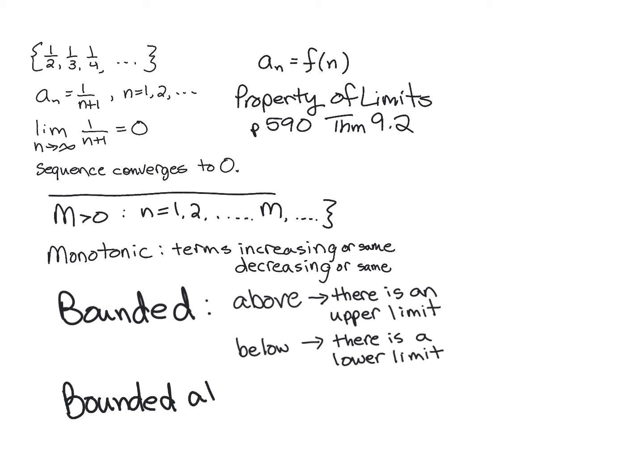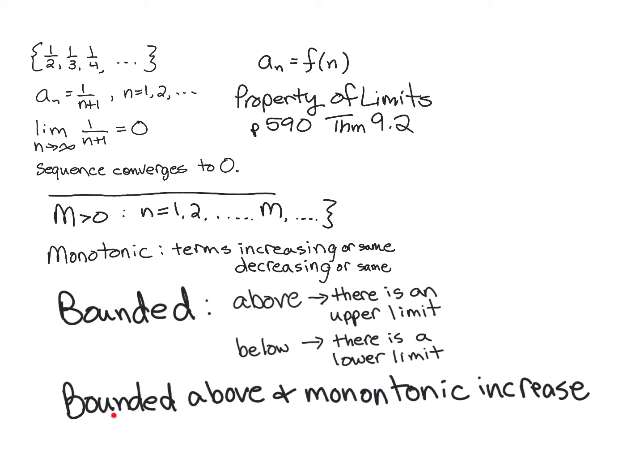If it's bounded above and monotonic increasing, think about what that means. You're getting bigger and bigger and bigger, but you're bounded above. So even though you're getting bigger and bigger, you're never going to get bigger than that upper bound. So it converges to whatever that upper bound is.